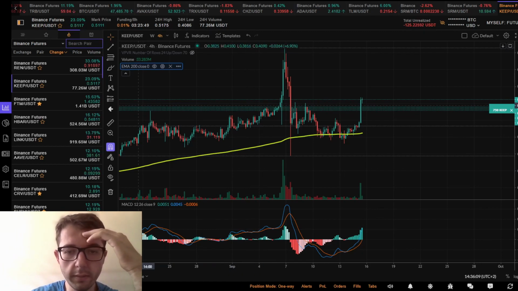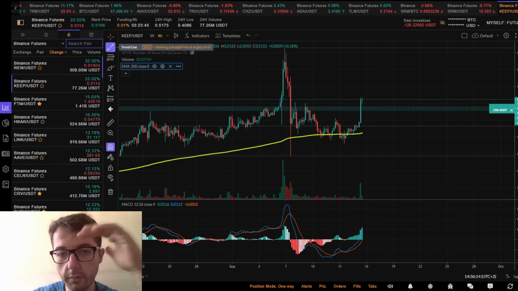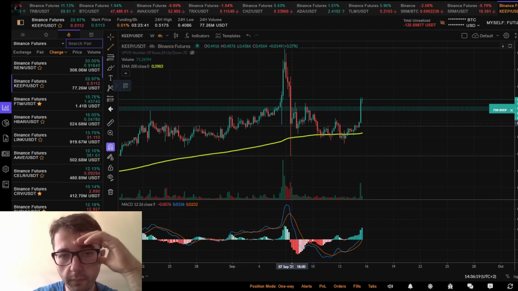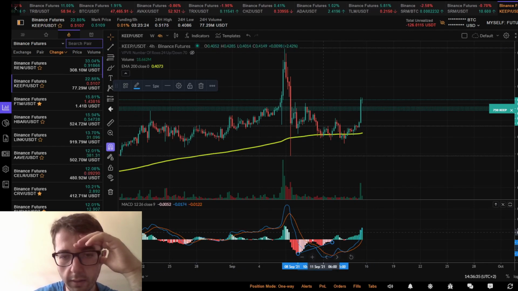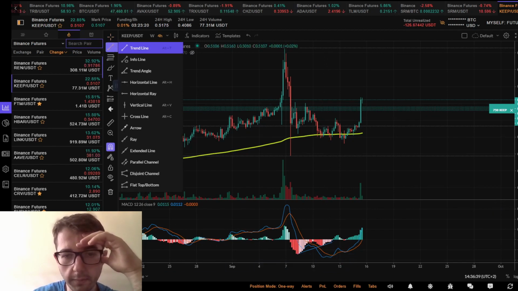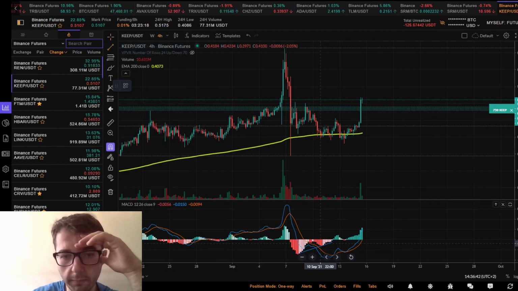The advanced techniques are to use it for divergences. You have two divergences, regular and hidden divergences. As you can see, the MACD is showing us that there is a changing of trend. Why? Because we have lower lows in price and the indicator is showing us higher lows. This is called a regular divergence, and this is a potential buy signal.